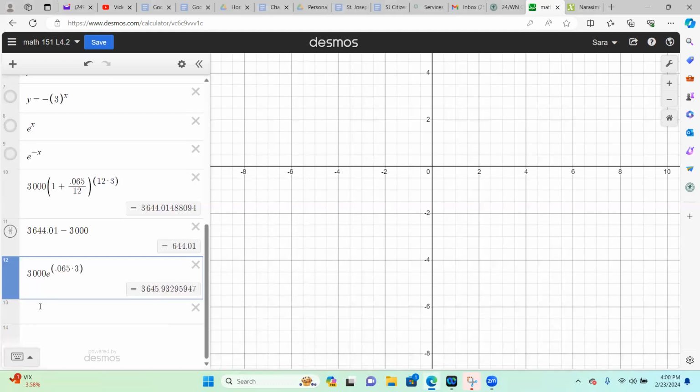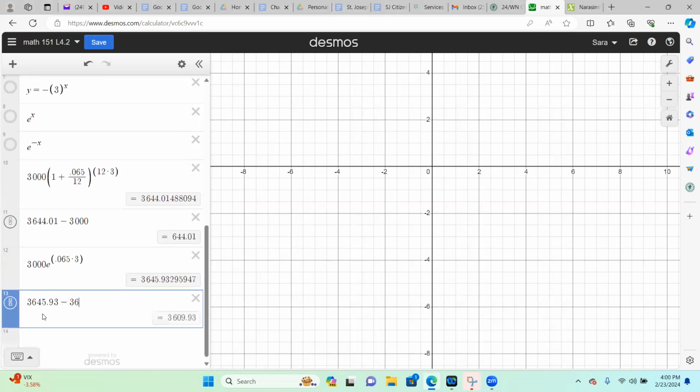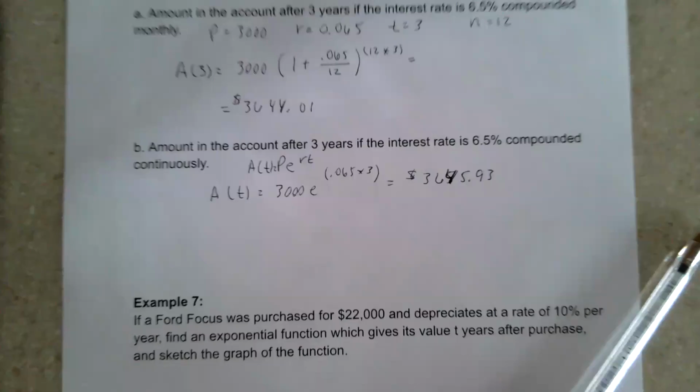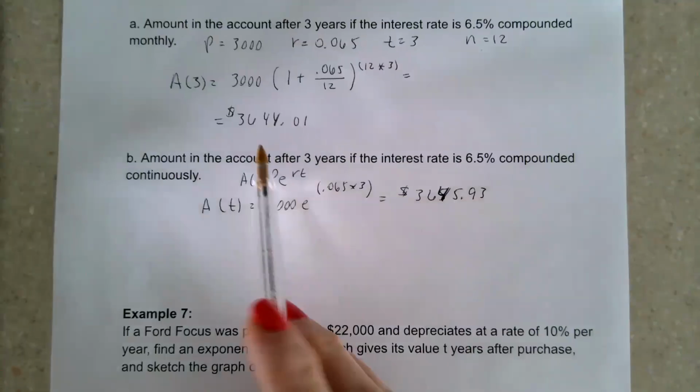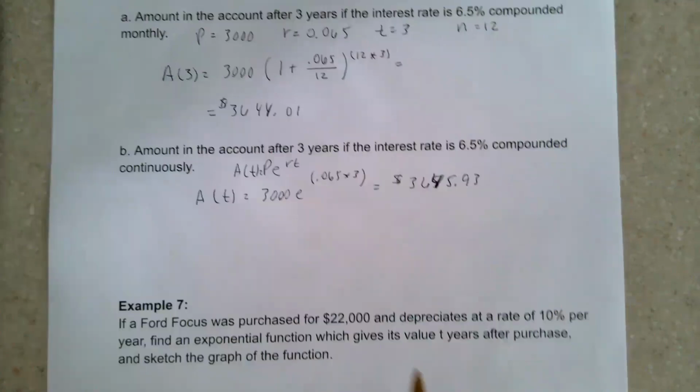And so going from compounding monthly to continuous, let's just see how much more money we'd have. So there's after continuous subtracting the compounding monthly. And it looks like you're only earning $1.92 more by compounding continuously. So it does increase what you're earning, but not by a whole lot. There's your compounding continuous versus compounding monthly.